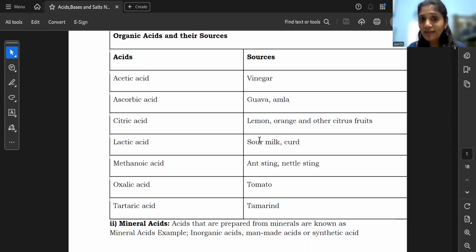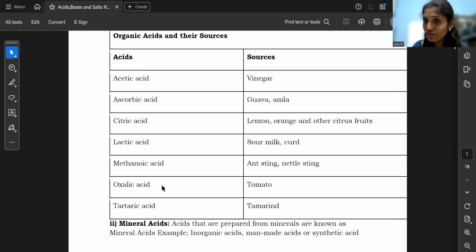Now comes the lactic acid. Lactic acid, usually we write milk, but the correct answer is what? Sour milk. Sour milk or curd. Methanoic acid, the common name of methanoic acid is formic acid. Why do you call it formic acid? Because the source is ant. We get methanoic acid from ant sting, so methanoic acid is very commonly called formic acid. So what is the source of methanoic acid? Ant sting and nettle sting.